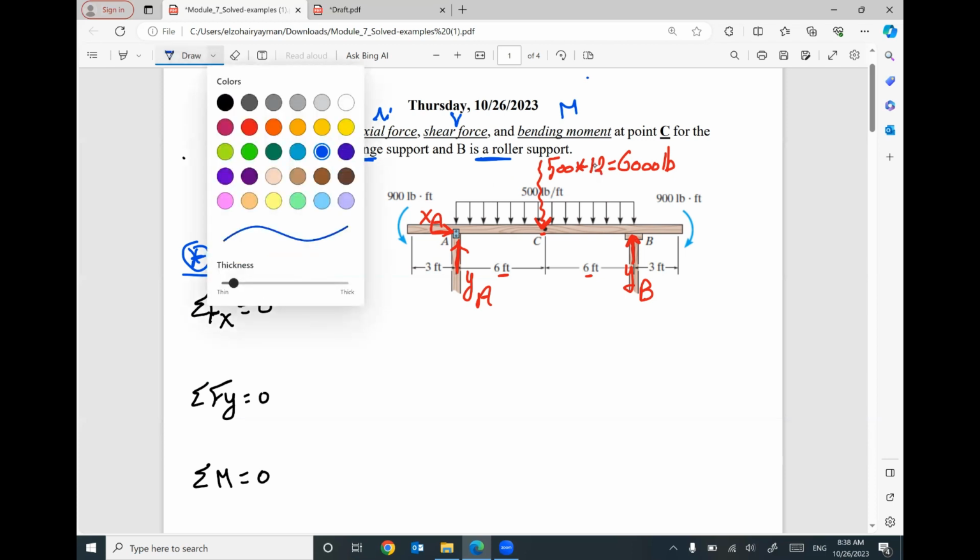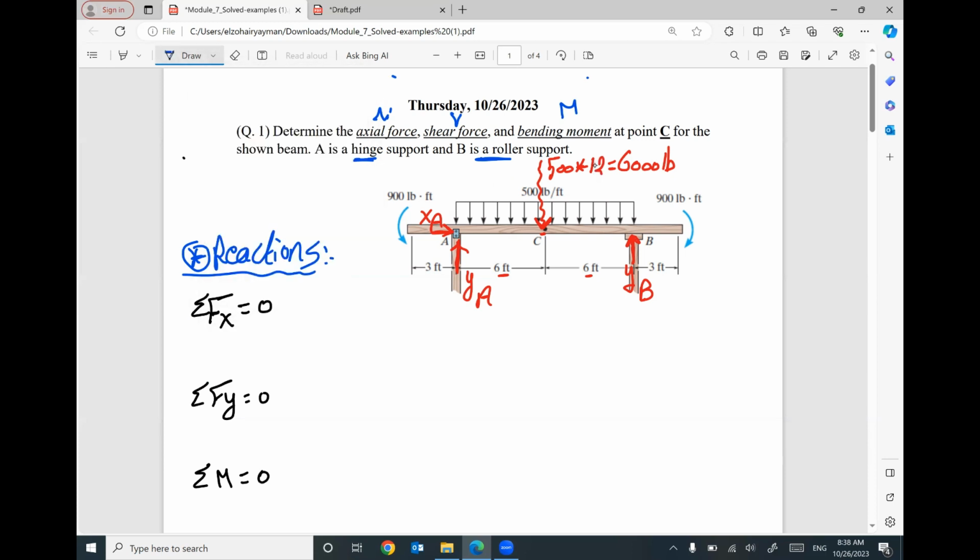What reactions do we have? Summation Fx equals 0. I think I have only positive XA. I don't have anything else in the X direction, so XA will be 0. Summation Fy equals 0. We have positive YA, we have positive YB, we have negative 6,000. I think I don't have anything else in the Y direction, equals 0.